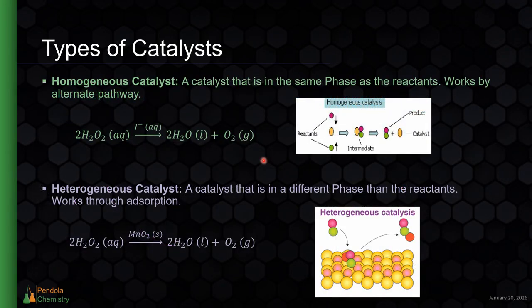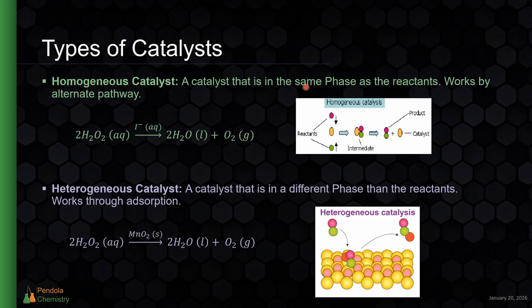So there are a few different types of catalysts, right? The main two types of catalysts are homogeneous and heterogeneous catalysts. And this, for the most part, is going to be some vocab. A homogeneous catalyst, now a catalyst is a catalyst, right? It speeds up the rate of the reaction, does not get used up. But the difference between the two are the states of matter, or what we call the phases of matter. A catalyst that is homogeneous has the same phase of matter as the reactants. And it works by an alternate pathway, so it creates a different way of the reaction happening.